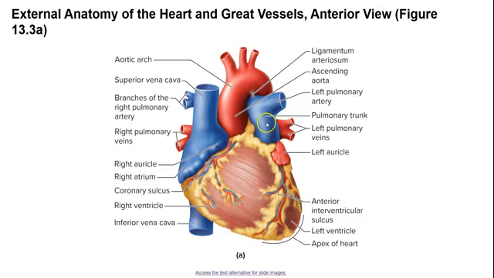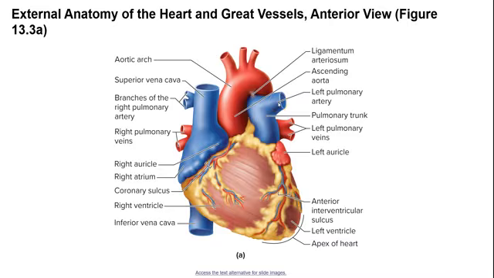We can also see the pulmonary trunk. Now this is going to be coming out of the right ventricle. And you'll see that the pulmonary trunk will branch in two directions to form the pulmonary arteries. And these pulmonary arteries will carry blood to the lungs.